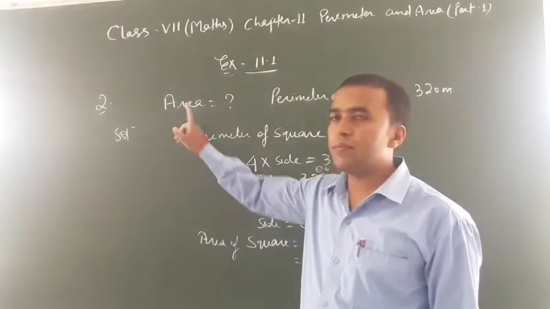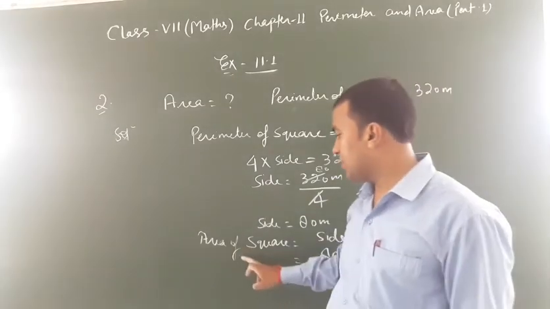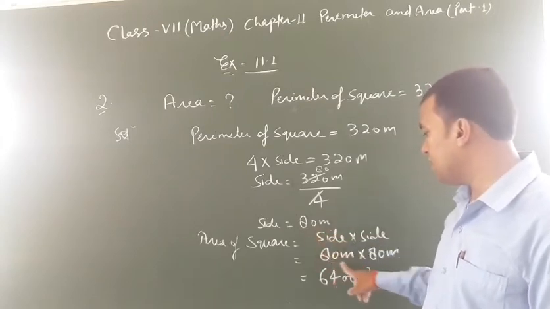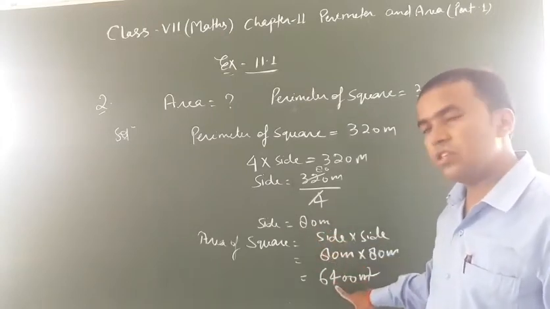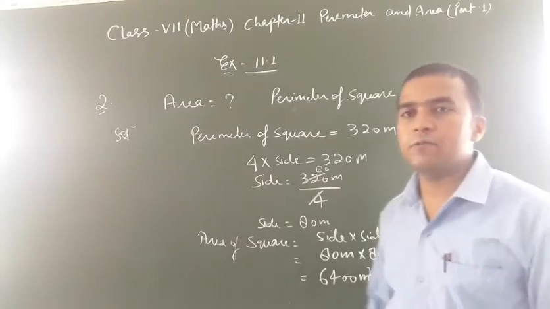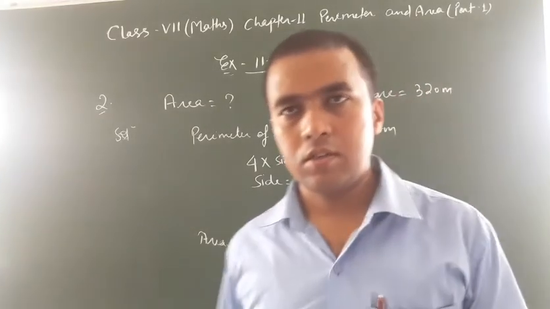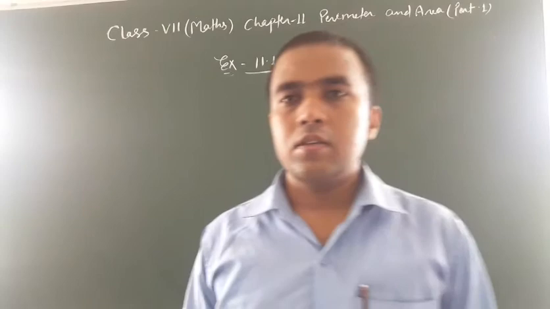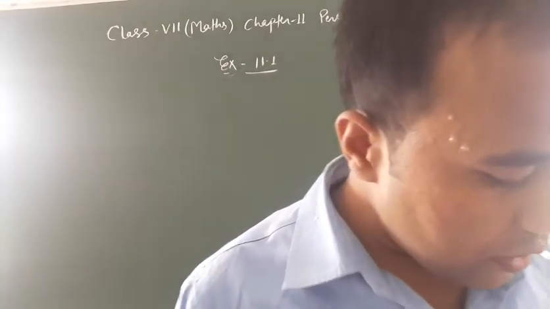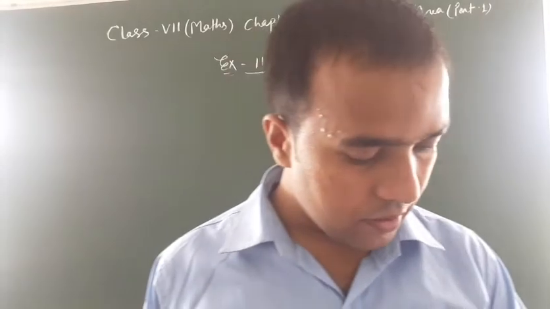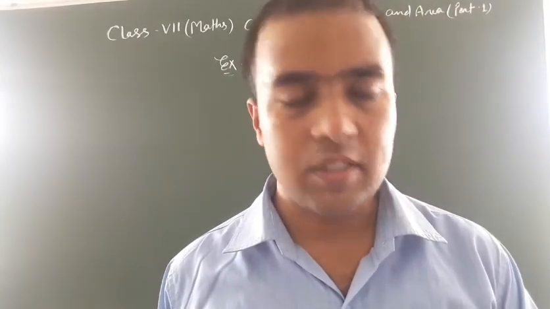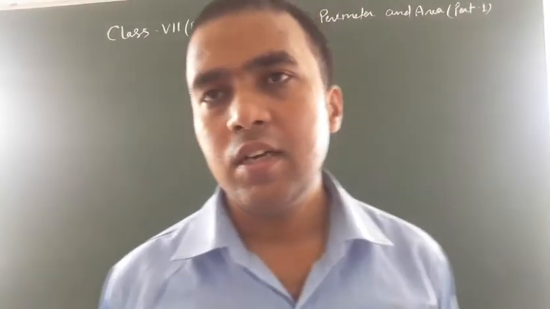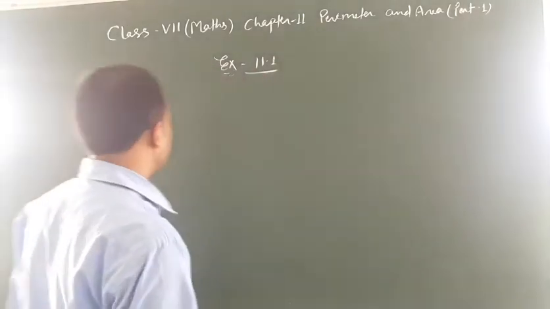After that, area of square is asked. We know the area of square formula equals side into side. Value of side is 80 meter into 80 meter, 8 eights are 64, so 6400 meter square. Clear, student? Note down this. Third question: find the breadth of a rectangular plot of land if its area is 440 meter square and the length is 22 meter. Also find its perimeter. Very simple question. Question number 3.